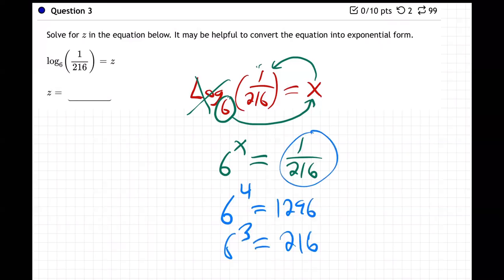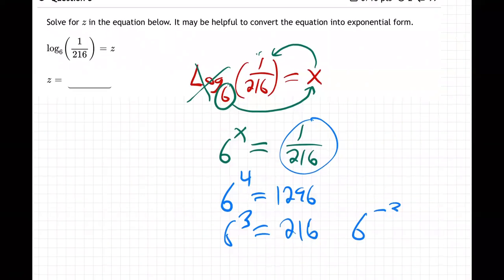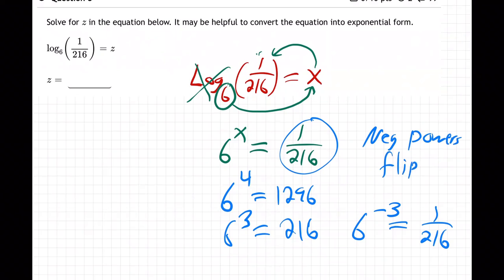But how do we make it 1 over 216? You make it a negative power. Remember that? If you do negative 3, that flips them. Remember how negative powers flip things, don't they? They don't make it negative in the front. Notice that's a common mistake people make. They don't put negative in the front. They just flip it and make it a fraction.